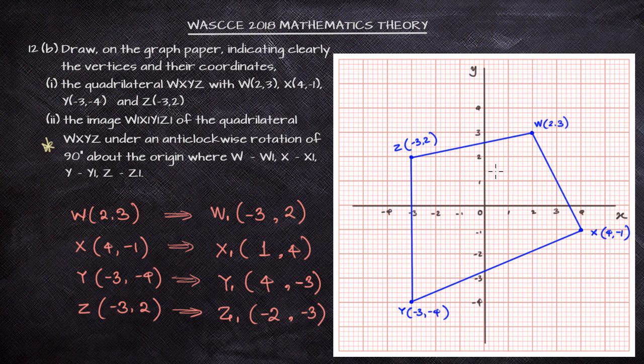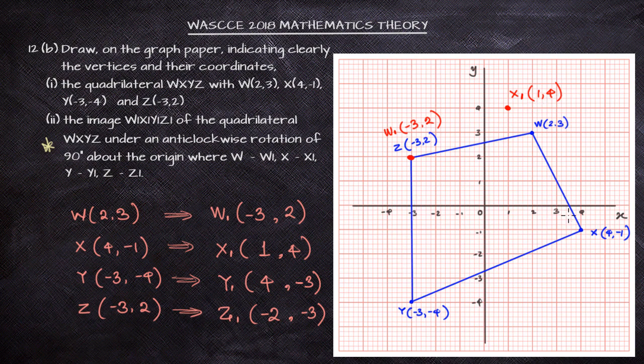So now we can move on to the image under an anticlockwise rotation of 90 degrees. Now, W will be minus 3, 2. And if you're observant, that is exactly the same position as Z. So here we have W1 at minus 3, 2. Then X1 is 1, 4. So this is X1, 1, 4.